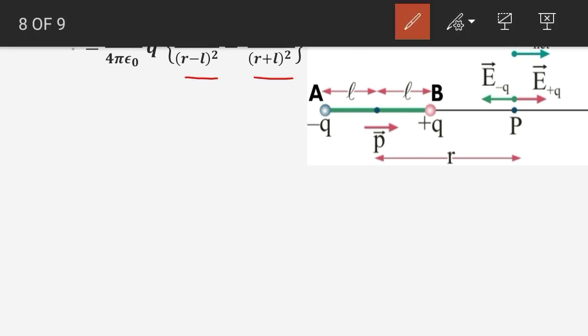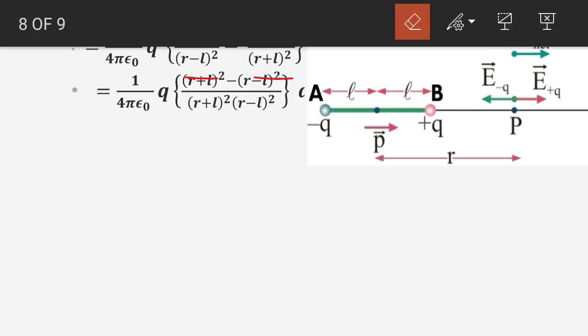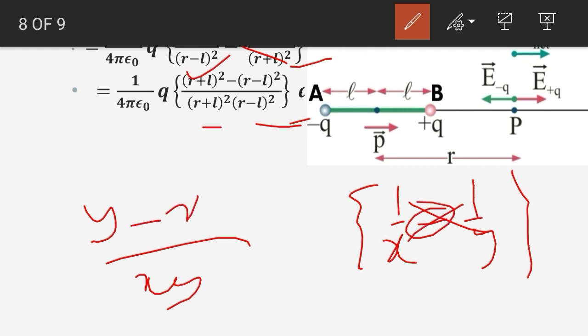and now I will take the LCM of both, then it will be r plus l whole square and r minus l whole square is the LCM, and then on the denominator I have r plus l whole square minus r minus l whole square, right? So whenever you have 1 by x minus 1 by y, then xy will be the denominator, and the numerator we have y minus x. Okay, so y minus x, clear?